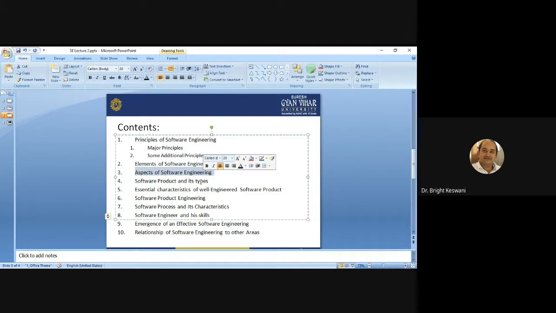Okay, so this is all for today's class. We will discuss software projects and their types in the next lecture. These are the areas we will discuss in the next class.